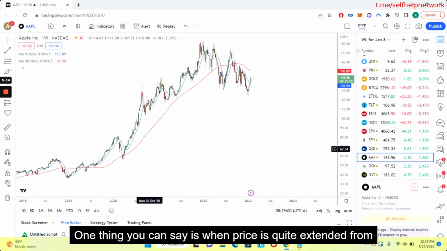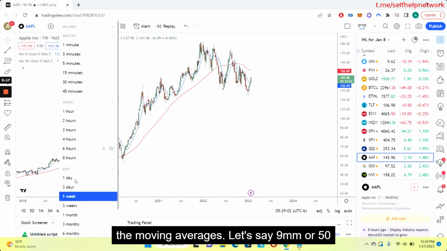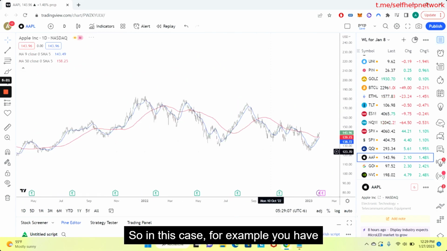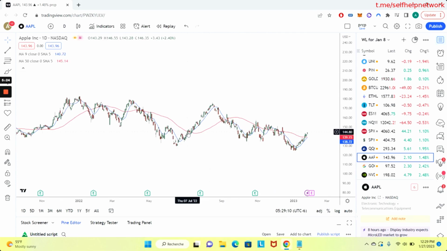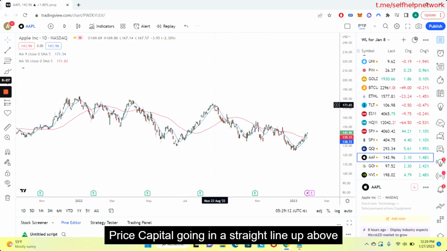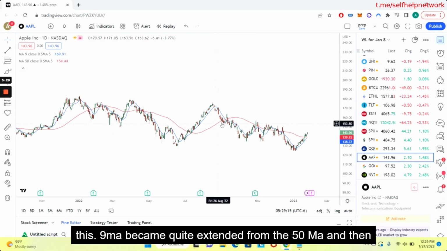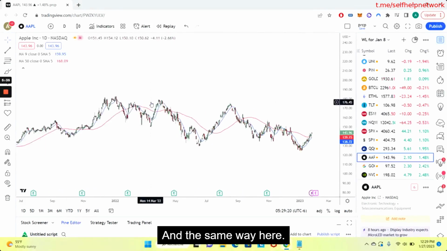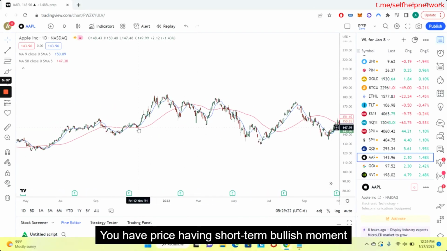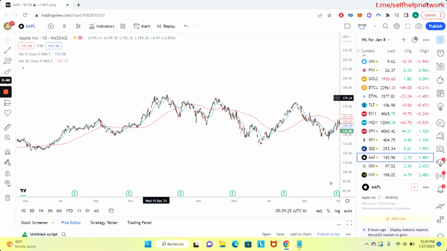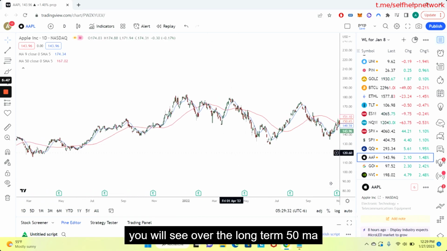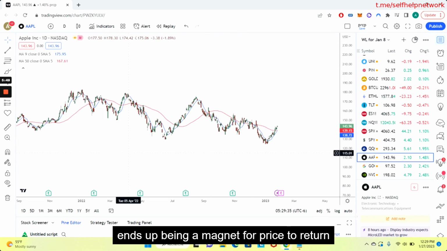One thing you can say is when price is quite extended from the moving averages, let's say the 9 MA or 50 MA, you should expect some pullback. So in this case, for example, price kept going in a straight line up above this 9 MA, became quite extended from the 50 MA, and then we saw some form of pullback. And the same way here, you have price having short-term bullish momentum for a long time. Once it stalled and then price broke down, it pulled back to the 50 MA. So you will see over the long term, the 50 MA ends up being a magnet for price to return to.